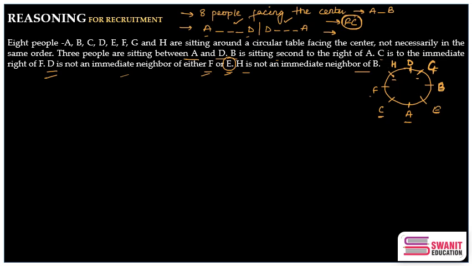So let's do it quickly. 3 people are sitting between A and D. So A is here and there are 3 people and D is here. Quite okay. B is sitting second to the right of A. B is second to the right of A.